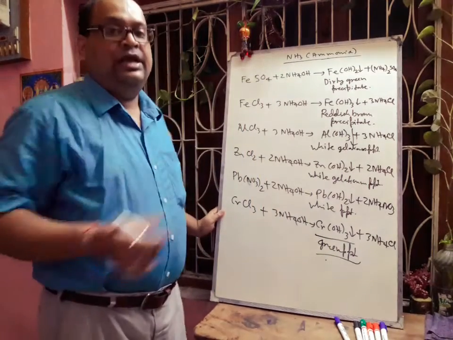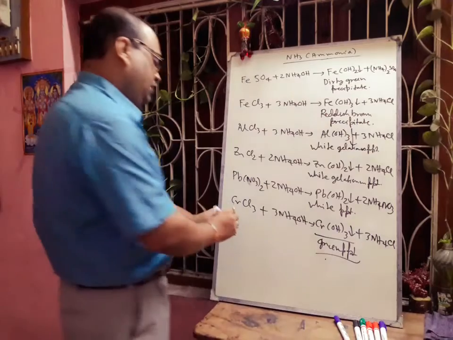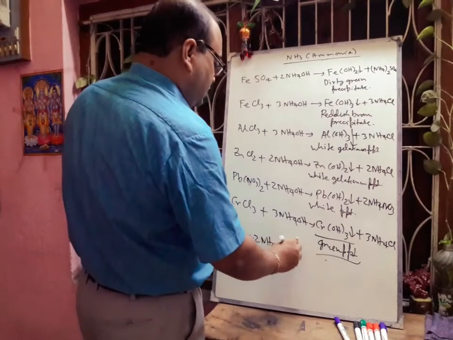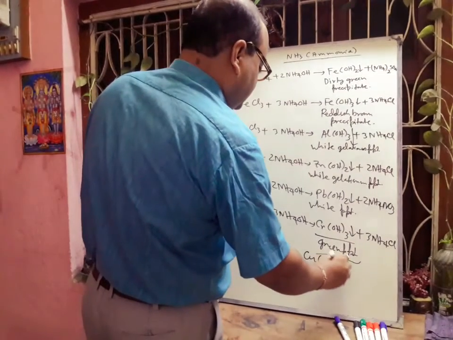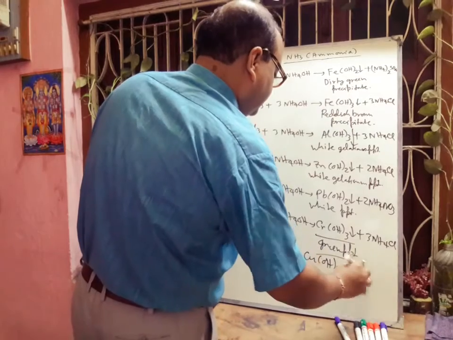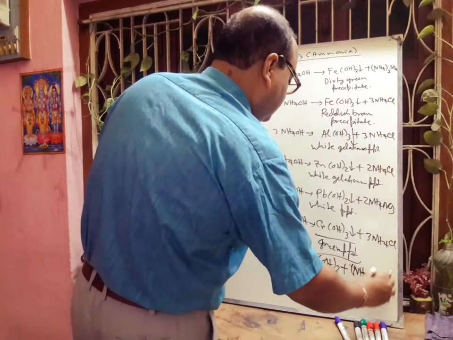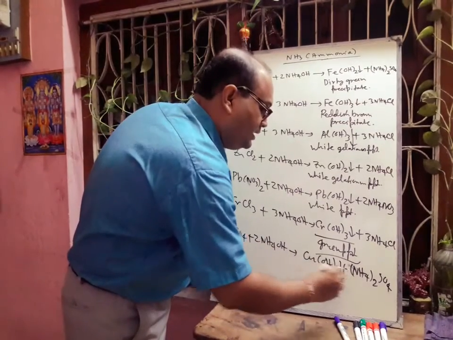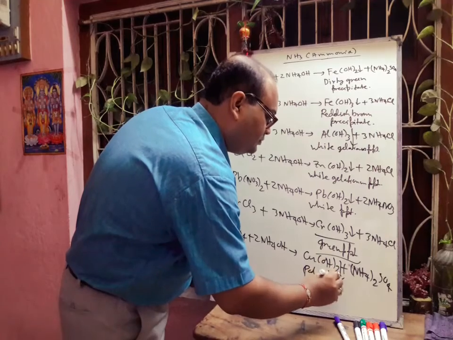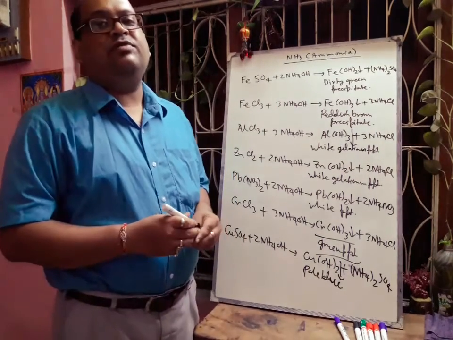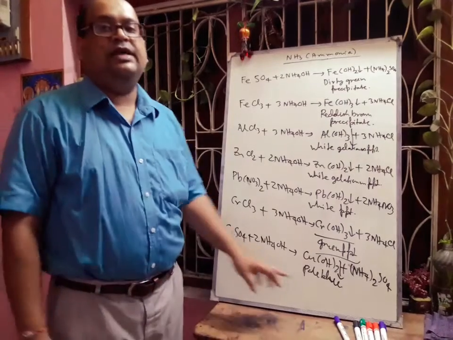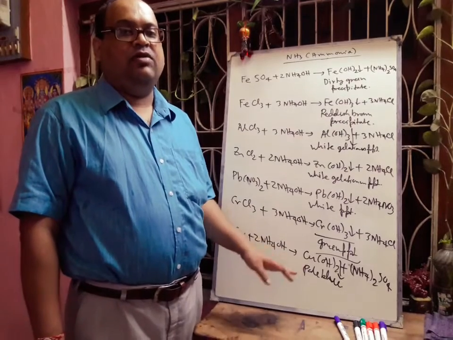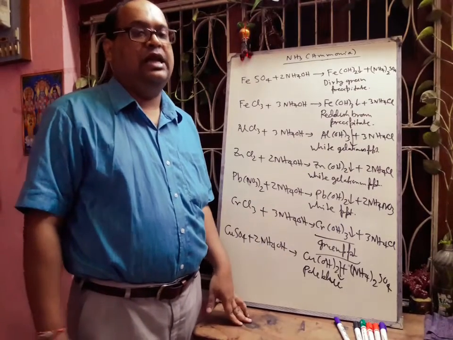Next, if you take copper sulfate, CuSO4, and if we add ammonium hydroxide, definitely there will be formation of copper hydroxide precipitate plus ammonium sulfate. And you know that copper hydroxide is a pale blue PPT. If you add excess amount of ammonium hydroxide, there will be formation of deep blue coloration, and that is tetraammine copper(II) sulfate. That I have already discussed in analytical part.